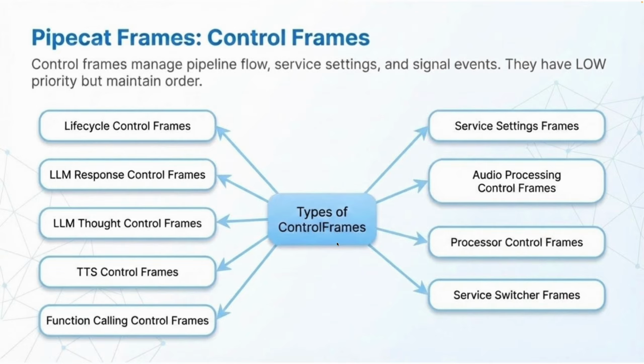We have different types of control frames: lifecycle control frame, LLM response control frame, LLM thought control, TTS control, function calling control, service settings, audio processing, processor control, and service switcher. All of these different types of control frames we are going to be discussing today. Just to talk a bit about who uses them: pipeline, orchestrator, LLM, TTS, STT service, all of them use them based on the type of frame. So the key idea is control frames are the traffic signals of the Pipecat pipeline.